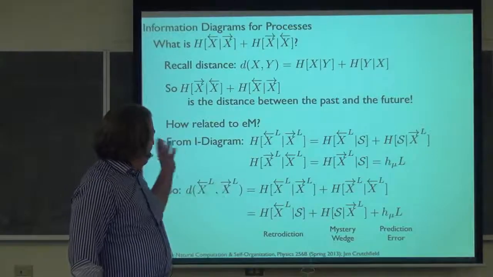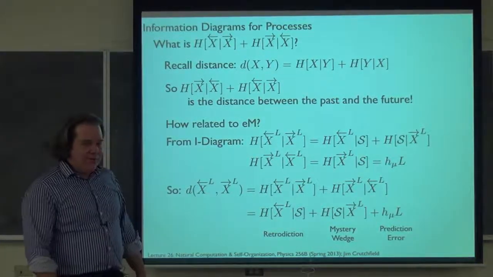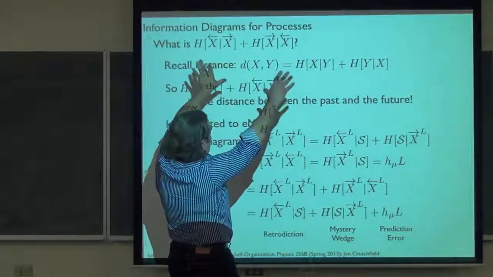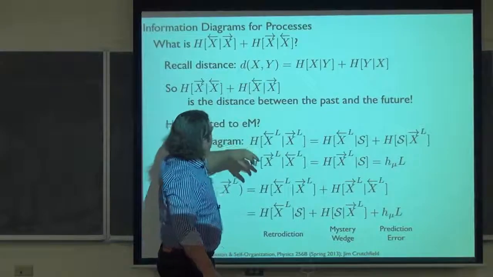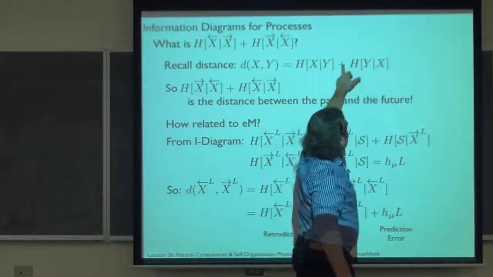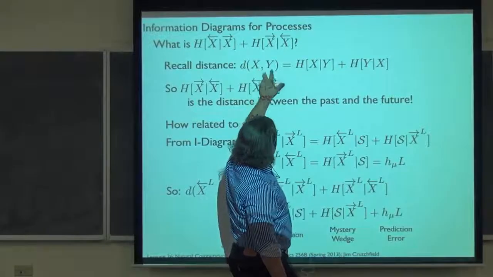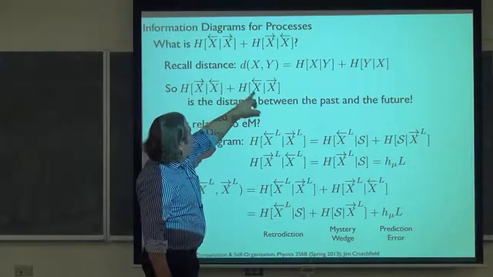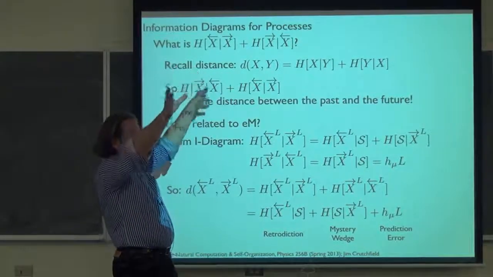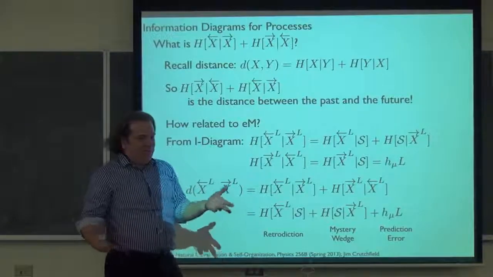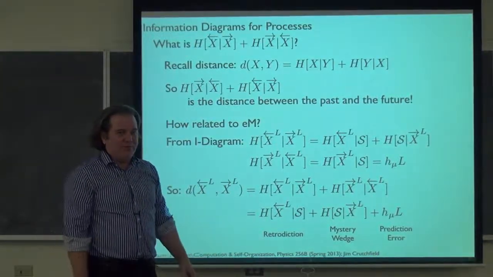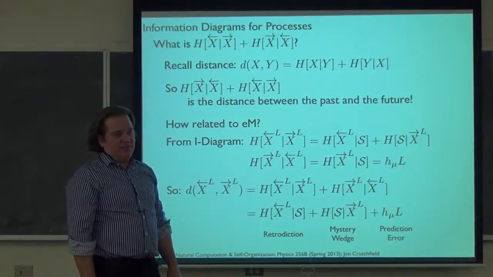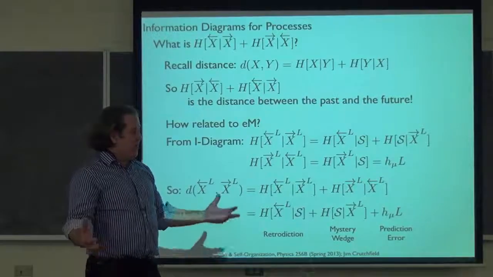So let me just finish up here. One final observation. It's maybe not quite so interesting as discovering the crypticity, but if you remember, we had these two outside atoms in the process information diagram. And if you remember, we actually had this metric here. The distance between two random variables is the sum of their two conditional entropies. Well, that's exactly the form we have here. So if we sum up the outside wedges, we actually have this funny quantity. It's the distance between the past and the future. Somehow it just seems almost poetic. What's the distance between the past and the future?